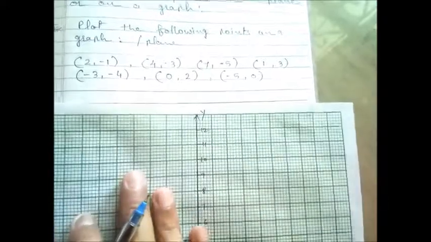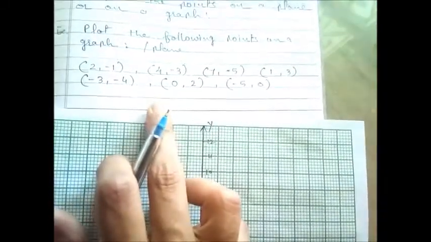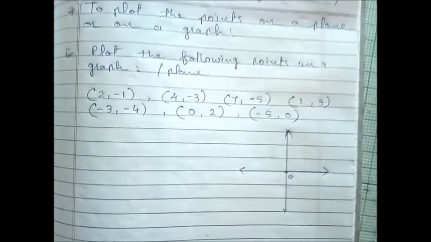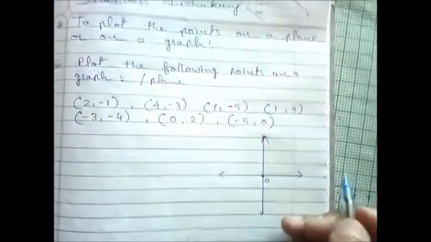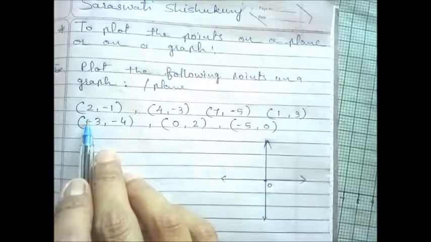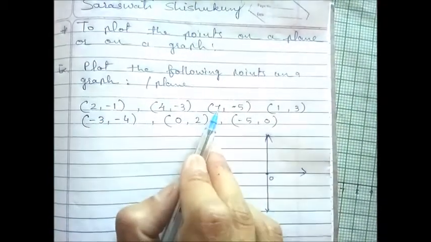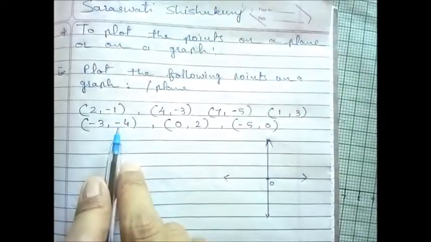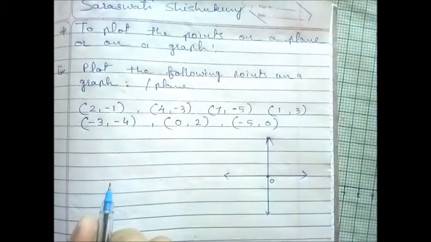Now here I have taken one graph paper. On this first we will plot this point, right? Now before we plot the points on graph paper, let's first decide in which quadrant the following points fall, right? So that you can have the revision also for that quadrant.